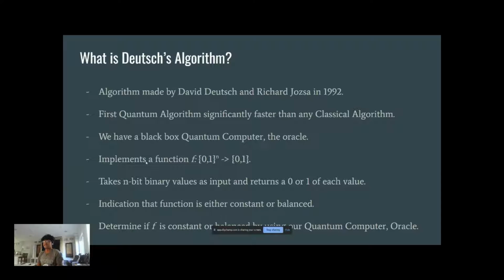Essentially, we have a black box of a quantum computer, which is called the oracle, which implements a simple function f from {0,1}^n to {0,1}, which is just 0, 1. It takes the n-bit binary values as input and returns either a 0 or 1 for each value. This is an indication that the function is either constant or balanced. So really, we would determine if f is constant or balanced by using the oracle, all right?